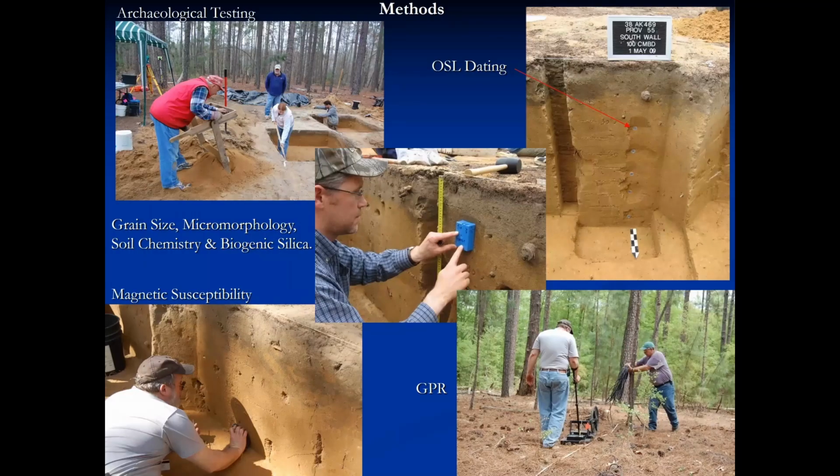So for the archaeological work that we've done, we've brought in lots of people, lots of volunteers, lots of specialists. We've done everything from, again, the OSL dating of the sands, getting an idea how long it took the sand to get blown up on the rim. We've done magnetic susceptibility measurements, ground penetrating radar, grain size, micromorphology, soil geochemistry.